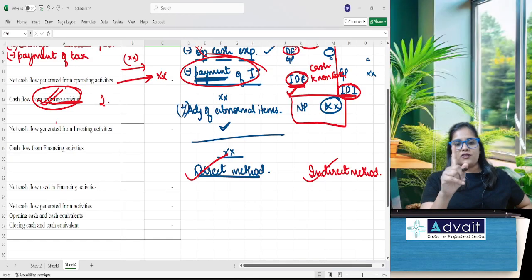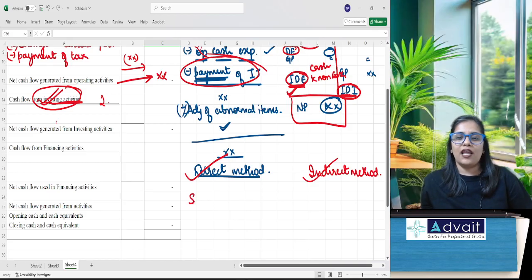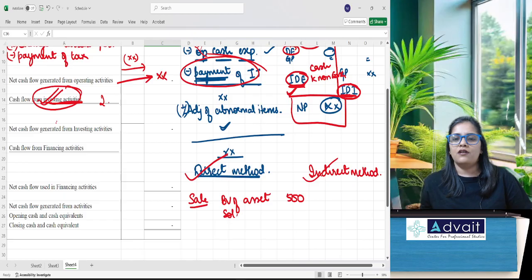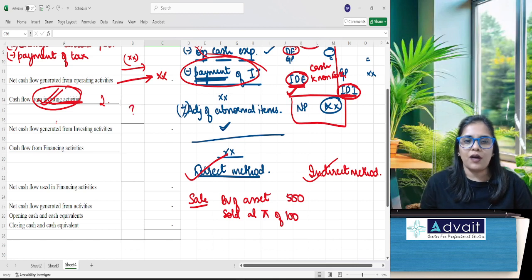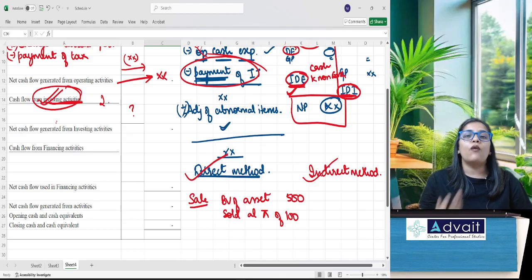Pay attention. First, if there is any sale of asset, they tell you book value of asset 500, sold at profit of 100. So here, what amount are you going to write? You are selling, so you have to add. Now the question is, what amount are you going to add? Now that's very important.